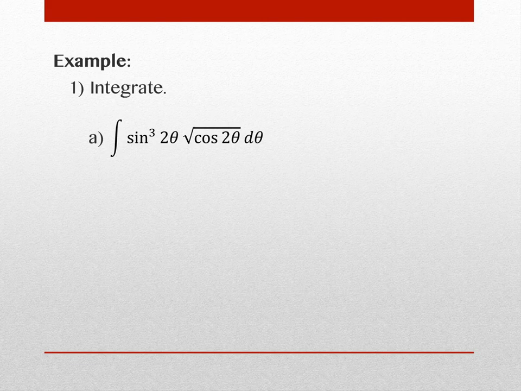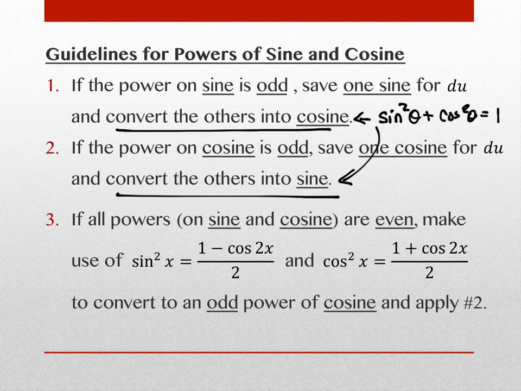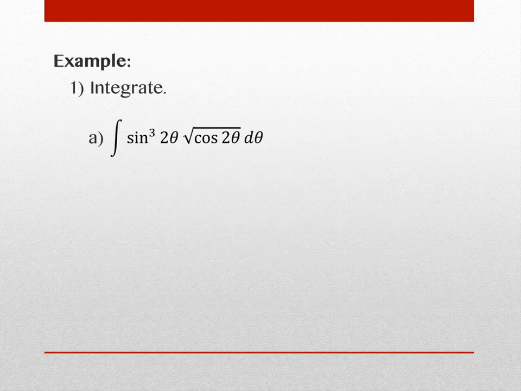Okay, so going down our list, we start at the beginning. It talks about the power of sine being odd. And we have that on this problem, right? So this is an example that's going to use guideline number 1. I've got a power of sine that's odd. Everybody good so far? So we're going to use this power of sine that's odd, and we're going to save one of them. What does that mean?